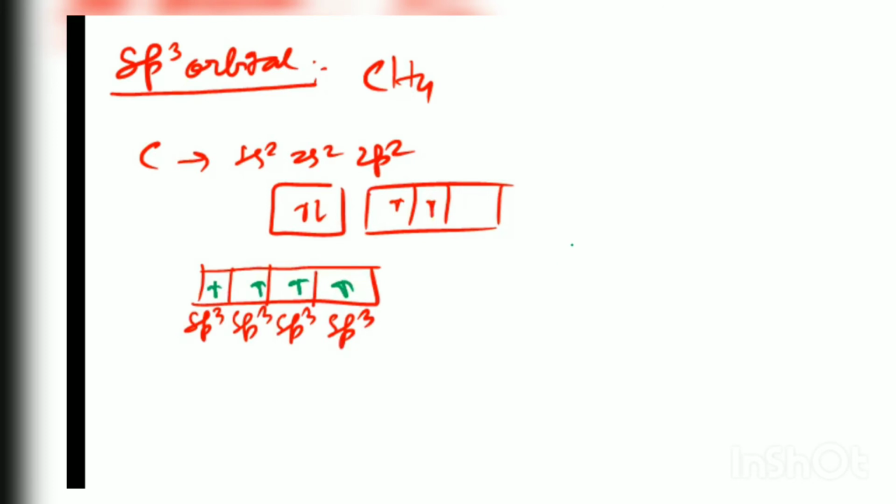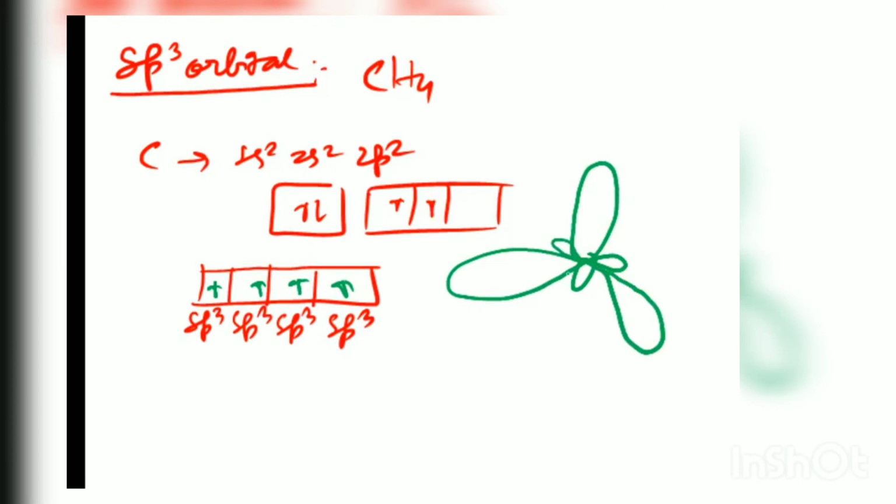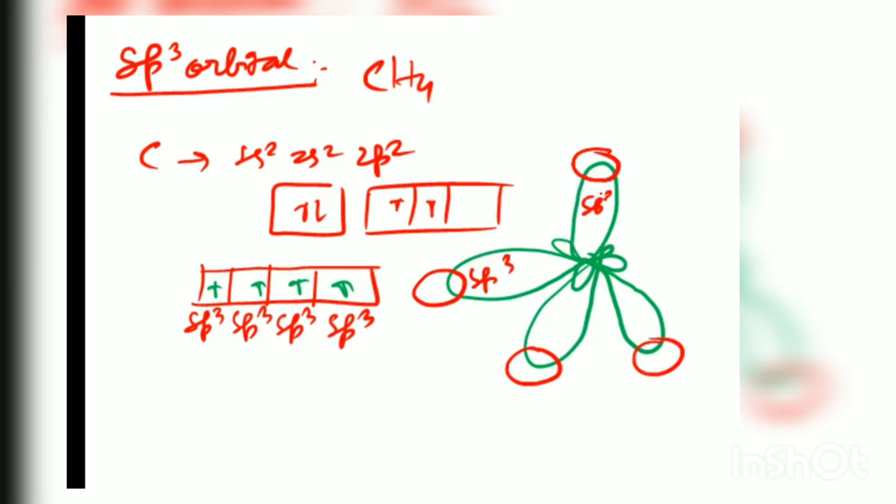So what will be the shape? Shapes are the most interesting things we will learn in chemistry. Okay, so here you can see it is H. So S orbital of H, S orbital of H, S orbital of H. So this is sp3, this is sp3, this is sp3, this is sp3. So what is the angle between these two?